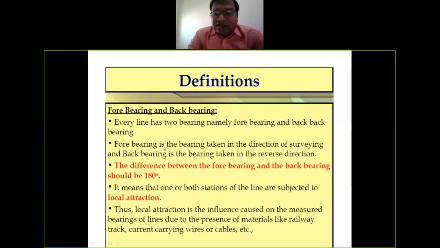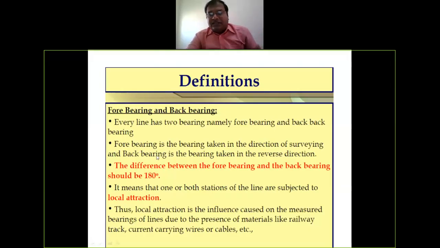Actually, students, when we perform the practical in the field and we take some station, suppose station A is there, for every station we have to take two readings. One is the forebearing, another is the back bearing. Forebearing is the bearing taken in the direction of survey, the forward direction, suppose A to B, then B to C. This is your direction of survey. If you take the bearing in the forward direction of survey, it is called forebearing.